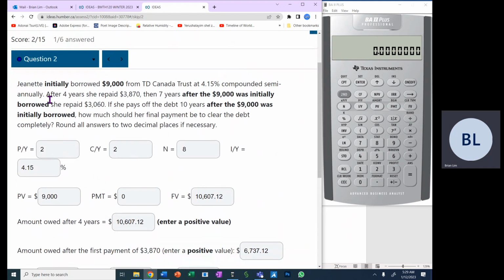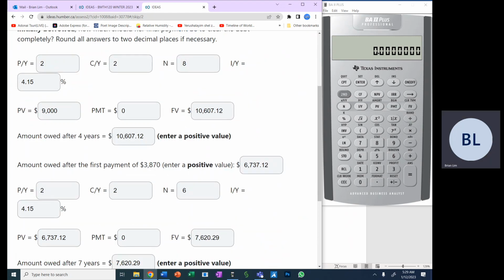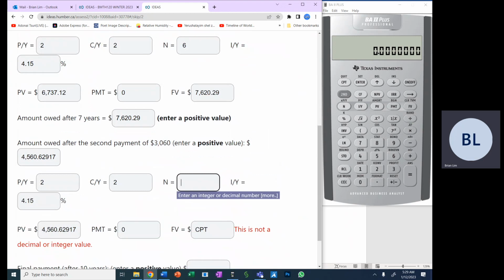So we progressed. Well, we went further along after the initial start, 4 years, 7 years, and now we are, yes, if she pays off the debt after 10 years. So 7 years have passed. Now we're into year number 10. So we are projecting, we're going to get to year number 10. So we should go 10 minus 7 now, and that is equal to 3. All right, so we're back to the 3.